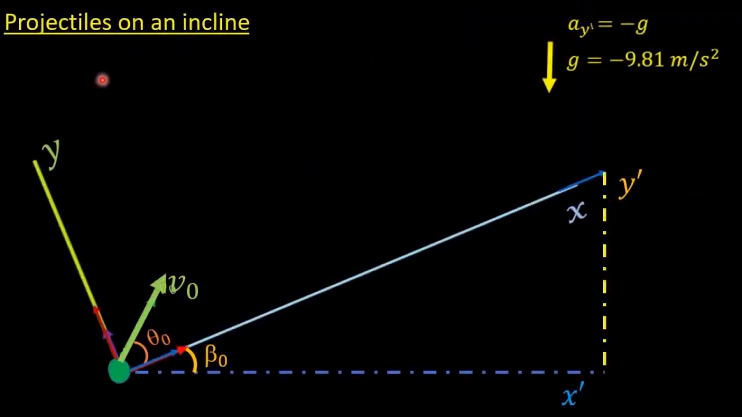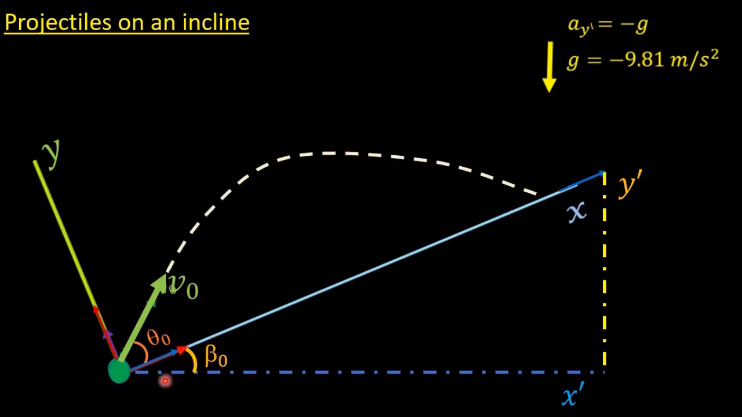Okay, so let's have a look at projectiles on an incline. What I've got here is my xy coordinate axis. There's my y-axis here and my x-axis there. And what I've done is just inclined that through an angle of beta, where beta is measured from this horizontal line here I'm calling x prime. I've also got a new vertical line I'm calling y prime. The angle theta is still measured from v sub 0 and the x-axis, so that hasn't changed. The only thing that has changed is the xy coordinate axis has been rotated through an angle of beta.